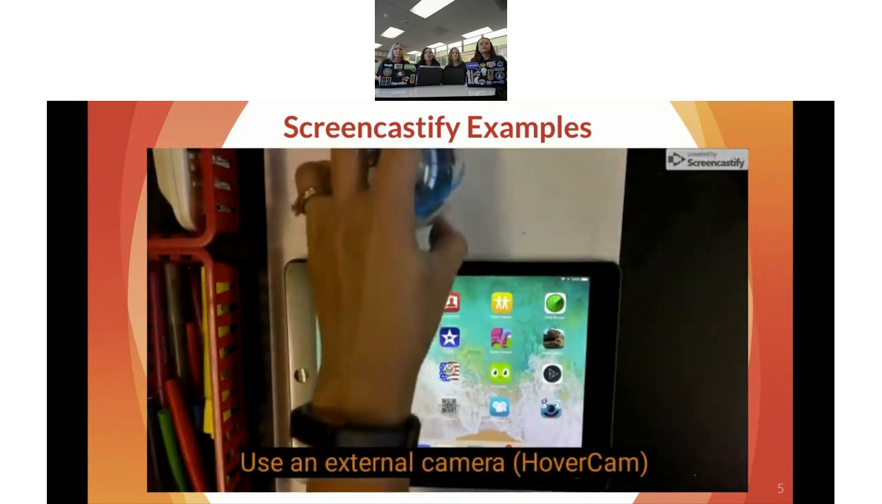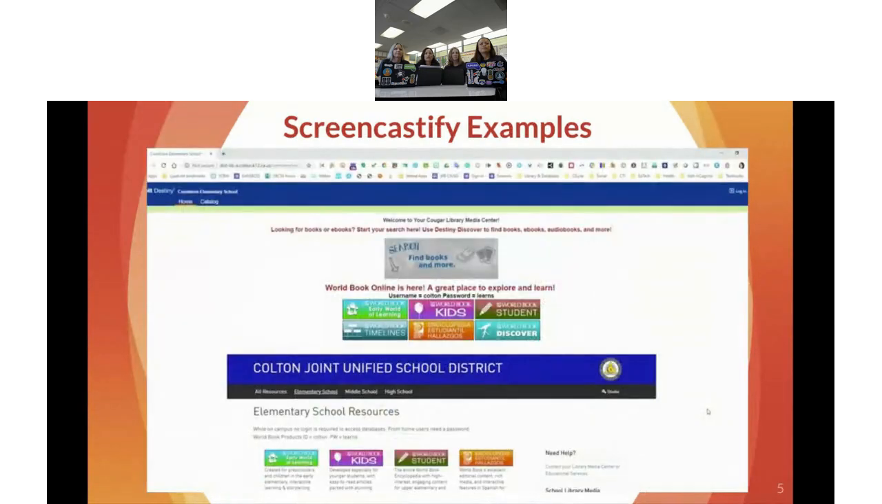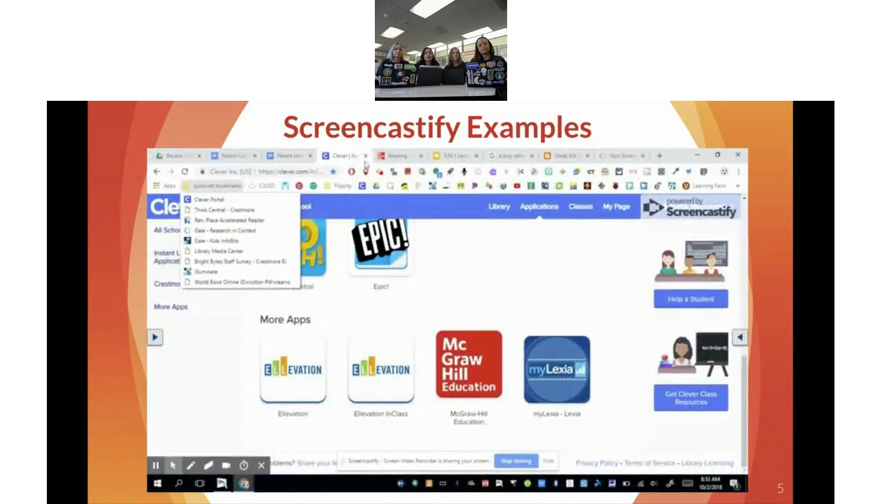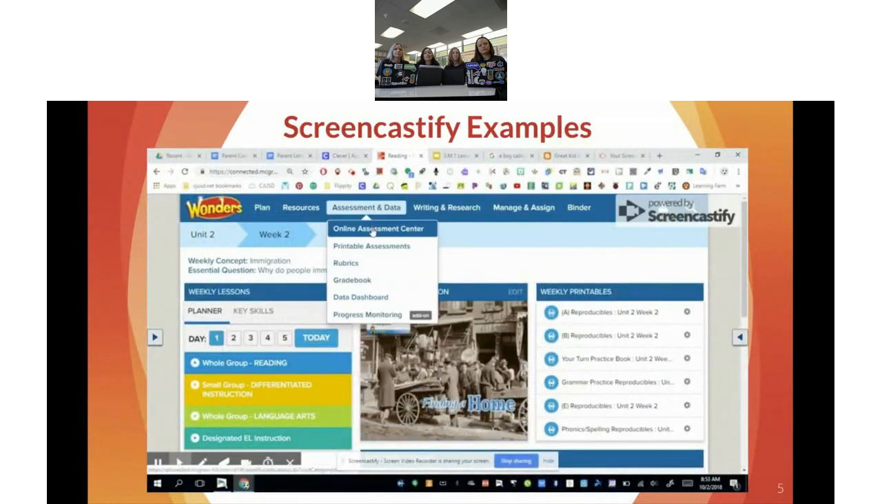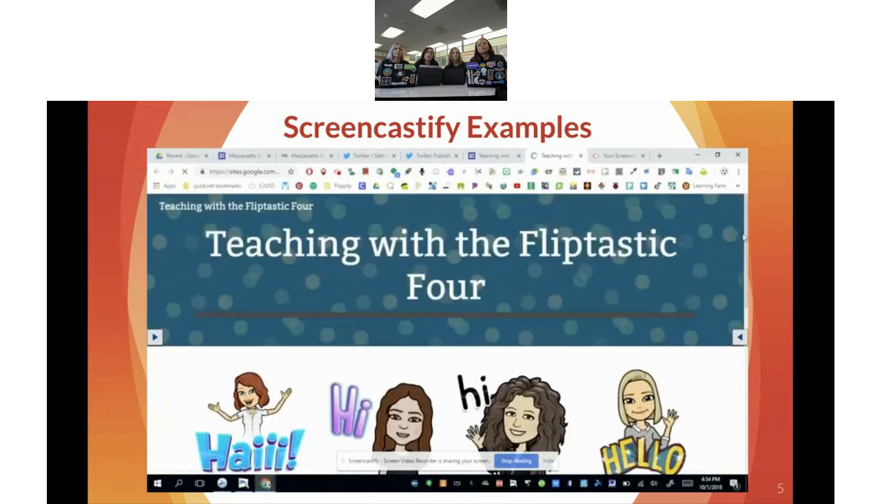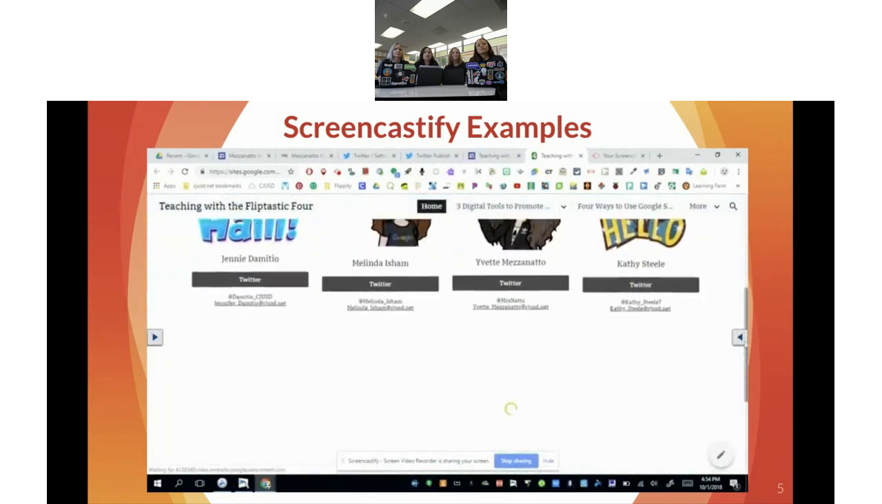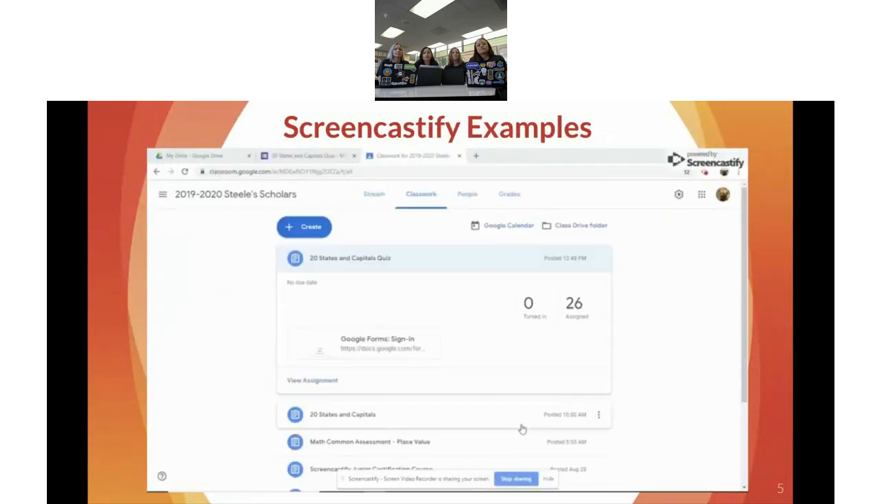And here are examples of many ways that we've used tutorials to help students, teachers, our colleagues, and parents, to show everyone how to log on to different sites. Students can make these and share them with their peers, or, let's say, a third grade class could share with their kindergarten buddies, so they know how to log on to different websites that our school provides.